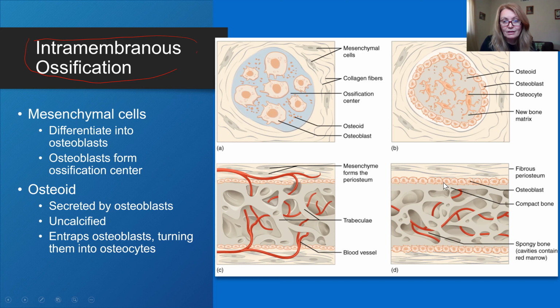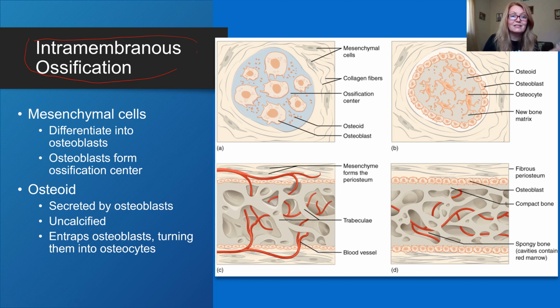Now, the mesenchymal cells on the surface form periosteum. Just deep to this periosteum, we still have osteoblasts. Inside, we now have osteocytes. But these osteoblasts, just deep to this periosteum, form compact bone. Right? So the bone formed by intramembranous ossification will have spongy bone inside and compact bone on the surface, and it will be covered by periosteum.